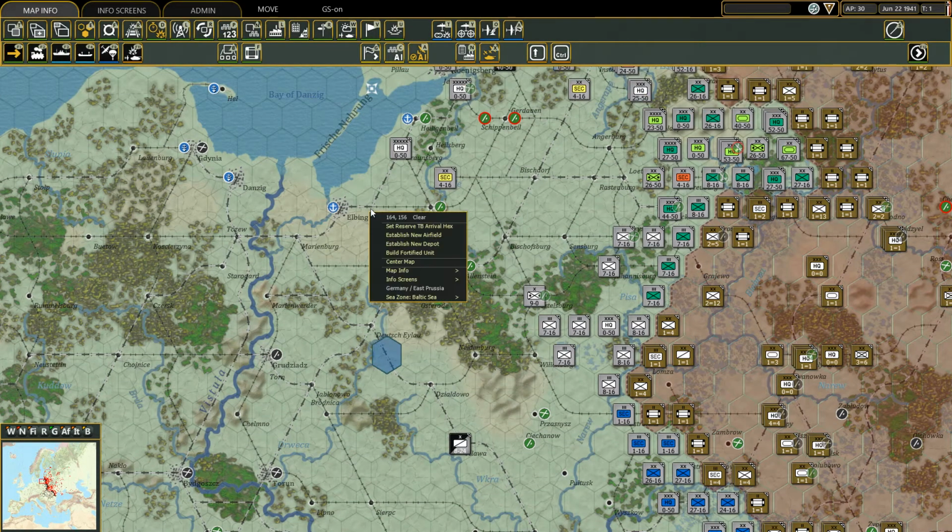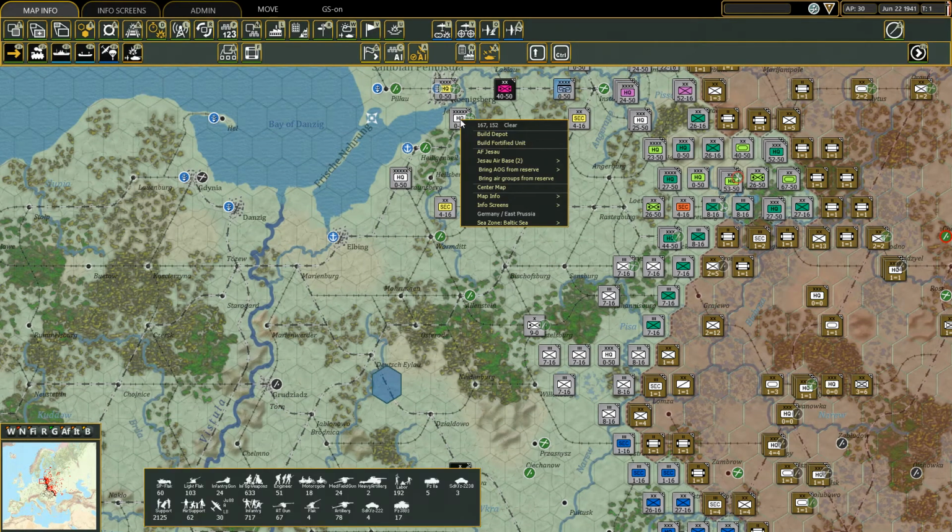Now, some hexes do have other options. Like if you select a hex containing a railway, you can set this hex as the theater box arrival hex. So when there are reinforcements coming, those reinforcements will spawn on the hex that you specified. And you see here, establish new depot. I won't talk about it too much, but I will make a tutorial on how to organize your depots, basically.